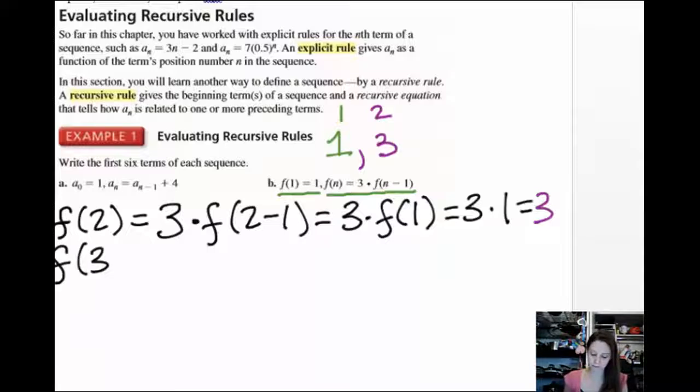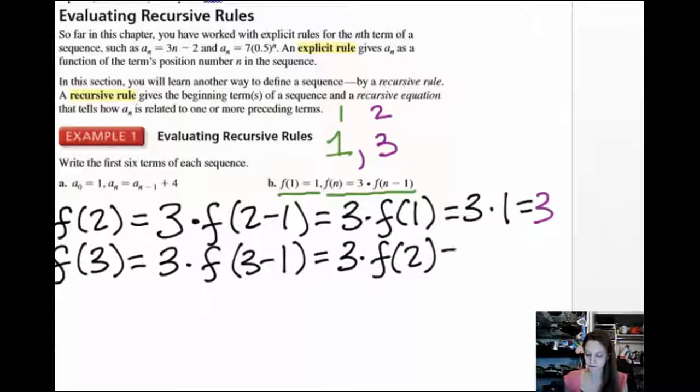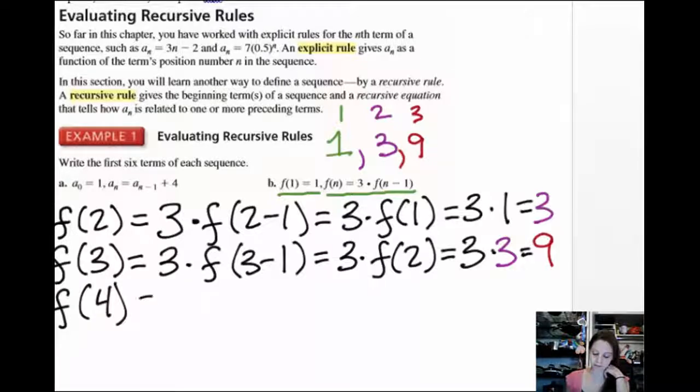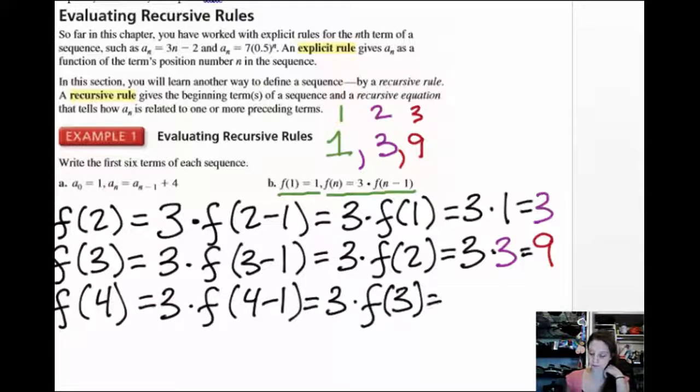Now to find f of 3, that is going to be 3 times f of 3 minus 1. My n here is 3. And that is 3 times f of 2. And f of 2 is 3. So this is going to be 3 times 3 equals 9. Term number 3 is 9. Maybe you see the pattern now. F of 4 equals 3 times f of 4 minus 1, which is 3 times f of 3, the term right before, that is 9. 3 times 9 equals 27. So my fourth term is 27.